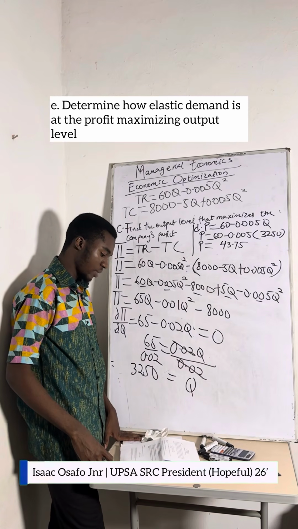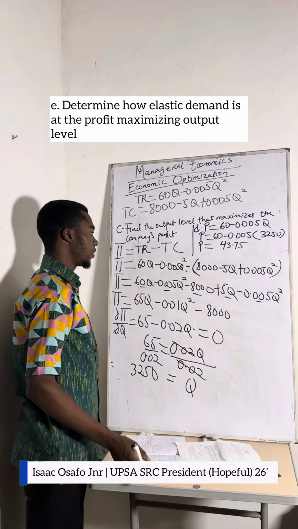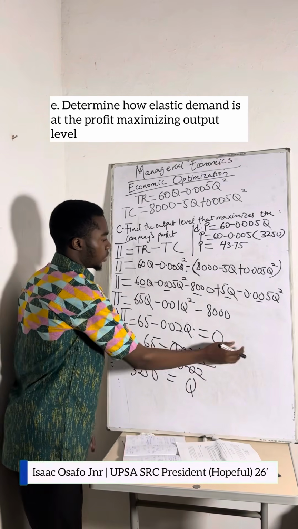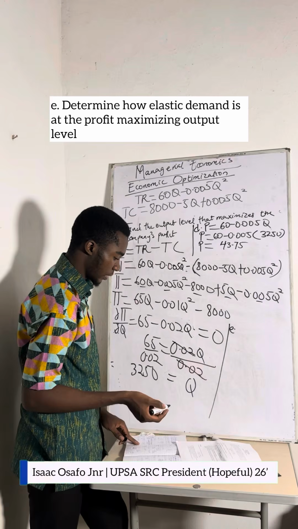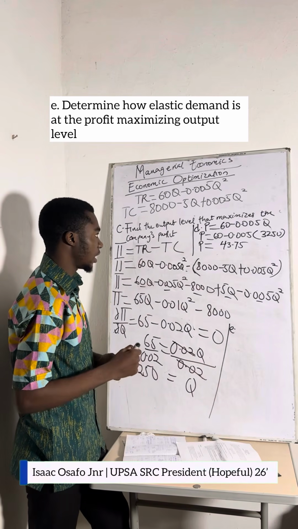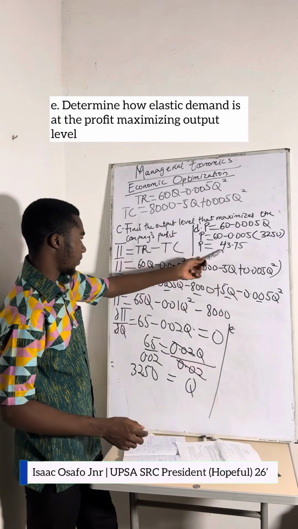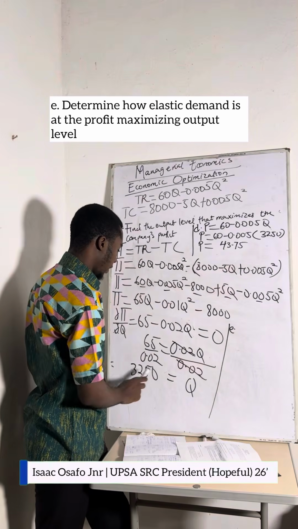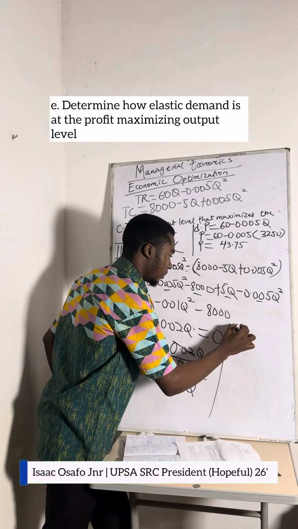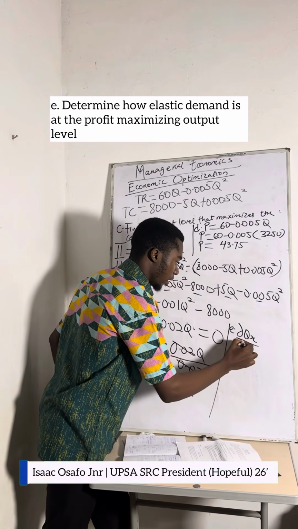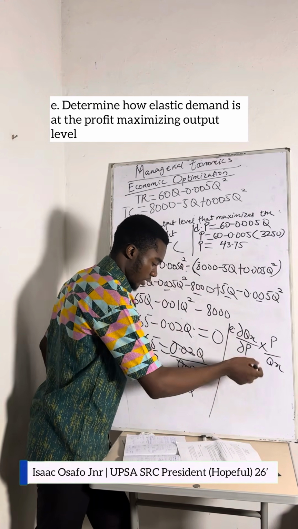So E says that we should determine how elastic demand is at the profit maximizing output level. I don't even need to clean the board since the solution is not long, so let me just do it somewhere here. That's for our E. We are asked how elastic demand is at the profit maximizing output level. That's when we got the price and the quantity that maximize the firm's profits, 43.75 and 3,250. So we'll substitute it into the elasticity formula. The formula for the elasticity of demand is del Qx over del P times P over Qx. That's the same thing we did in B, right?